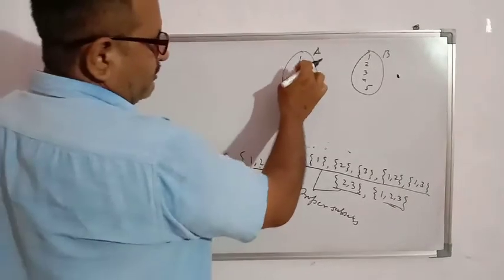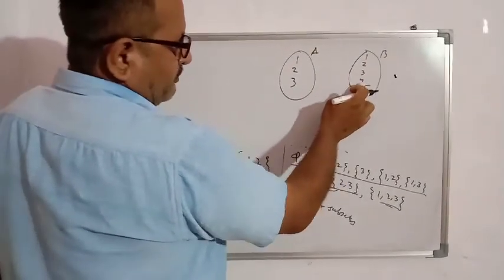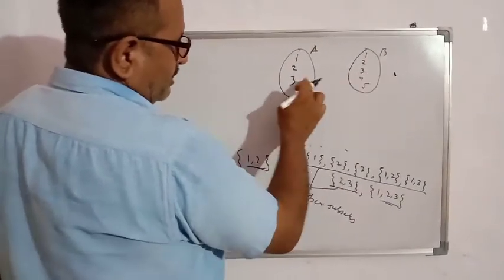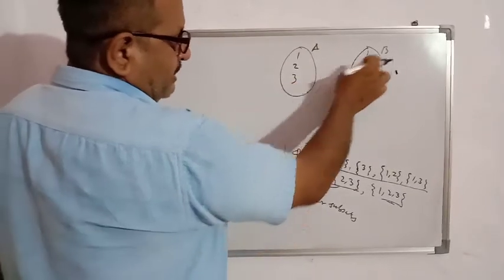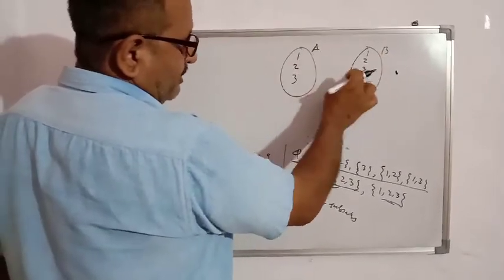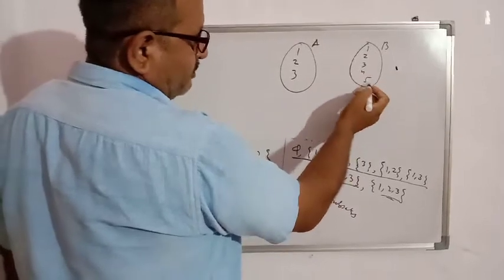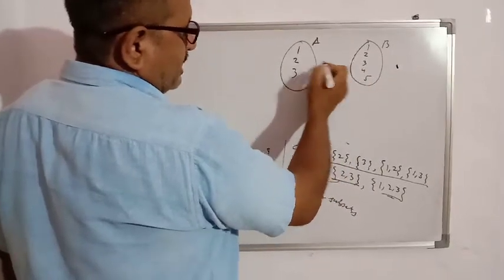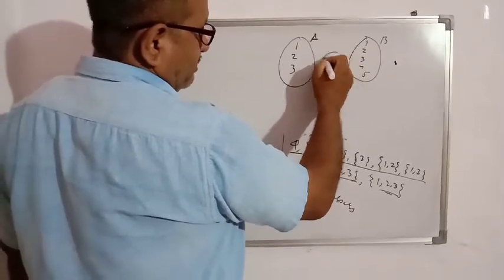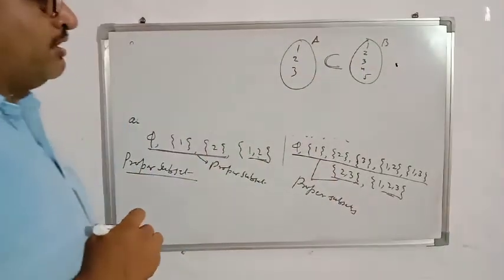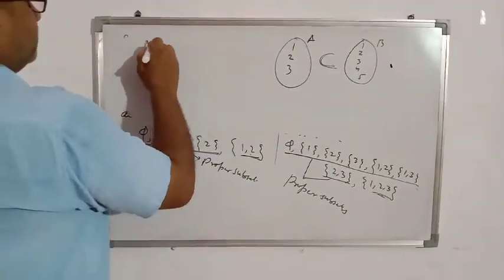So here we see that 1, 2, 3 lie in set B, but 4, 5 also lie in set B, which does not lie in set A. So B contains all the elements of set A, 1, 2, 3, and some extra elements 4 and 5 also. In this case, A is called a proper subset of B.